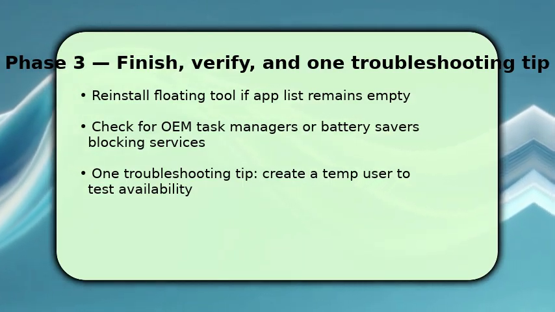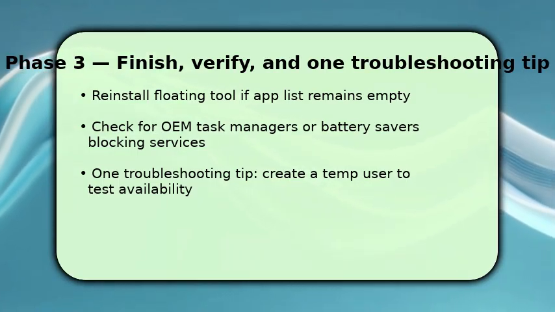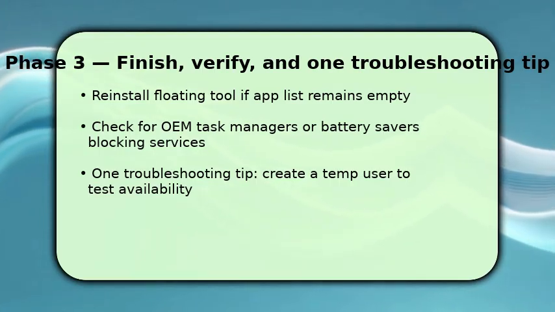If it fails, reinstall the floating tool to reset broken manifests. Also inspect OEM task managers and aggressive battery savers. They often silently revoke permissions, so disable them temporarily.